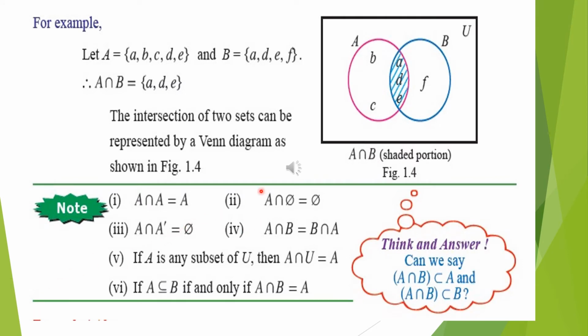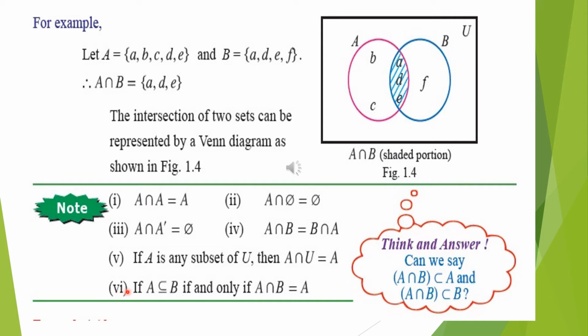Now we will take some properties of intersection. A intersection A will be equal to A itself. Next, A intersection null set, A intersection phi equals phi. Next, A intersection A complement will be equal to phi. I will explain this later. A intersection B will be equal to B intersection A. It means A intersection B is commutative. Next, if A is a subset of U, then A intersection U will be equal to A. U denotes here the universal set. A is a subset of U, it means all the elements of A are in U. It means A intersection U will be equal to A.